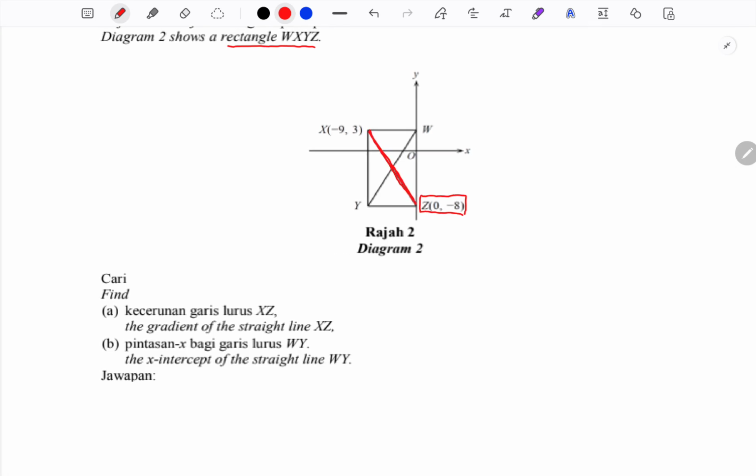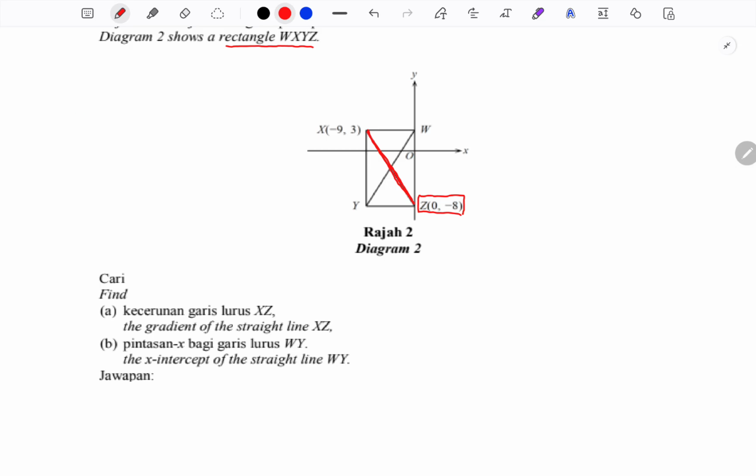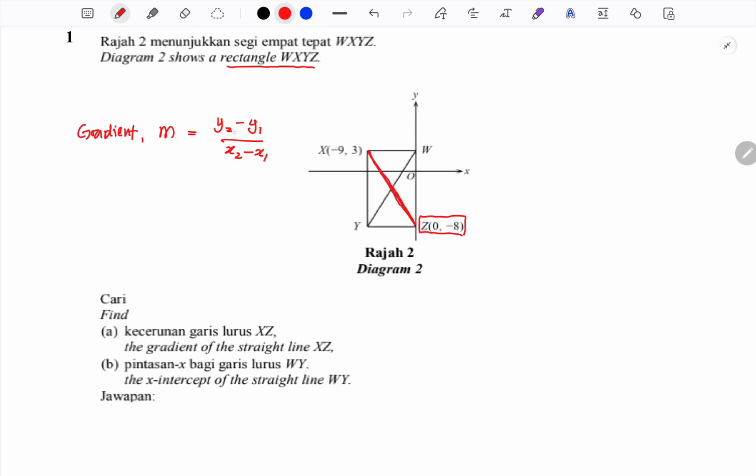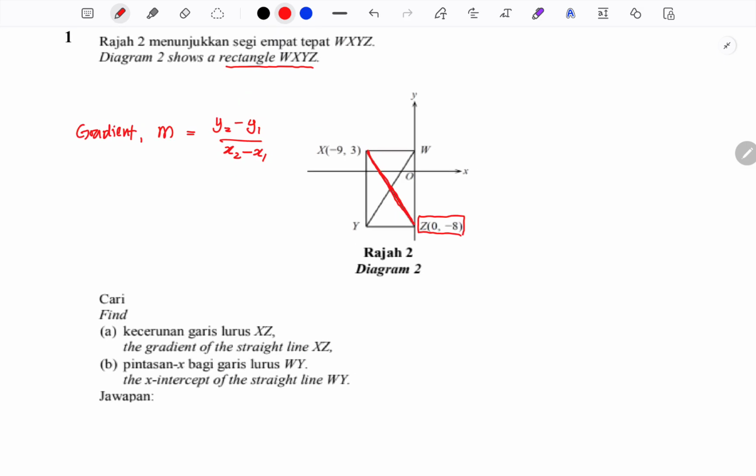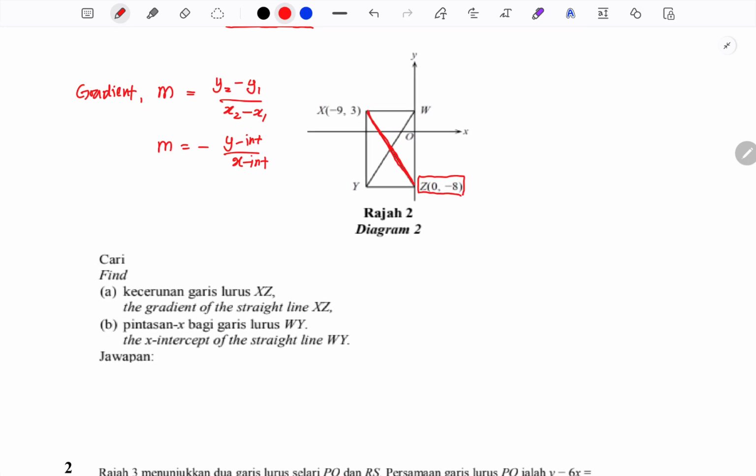If you still remember how we find gradient, the symbol is m, and you use y2 minus y1 over x2 minus x1. Or you can also use the formula m equals negative y-intercept over x-intercept. So let's look at question A.